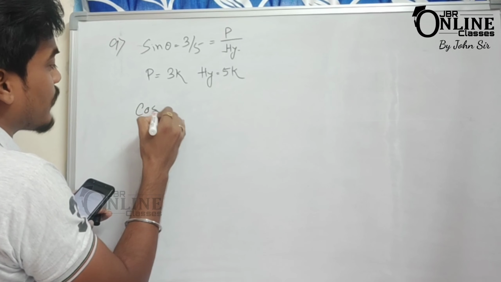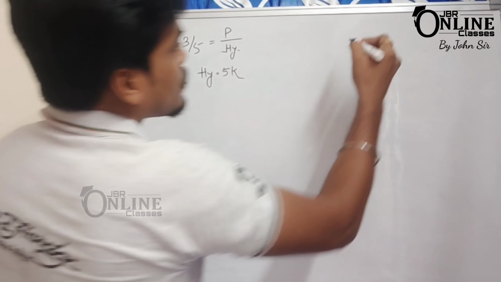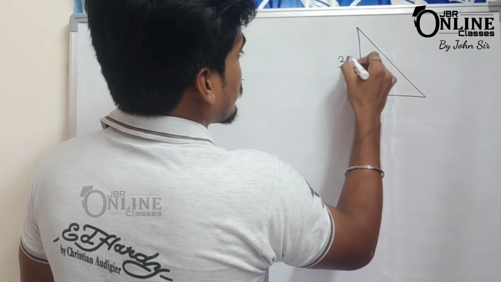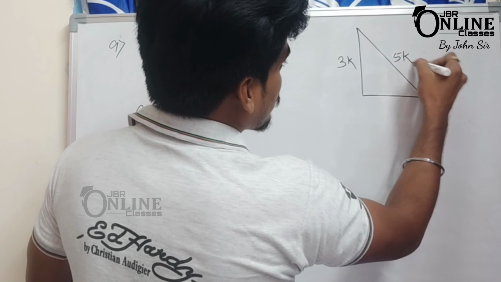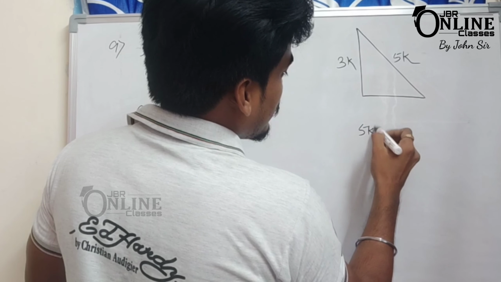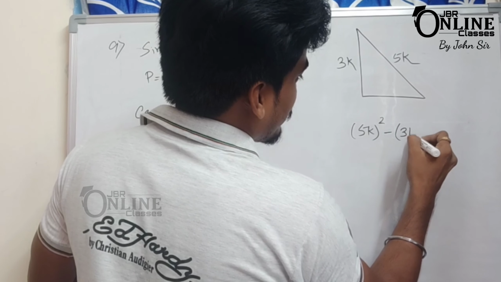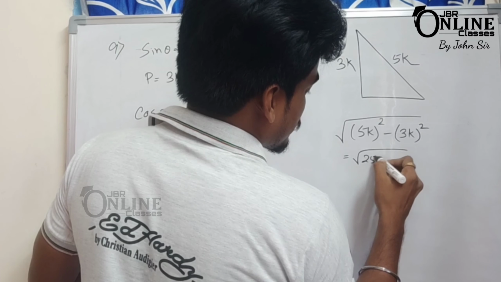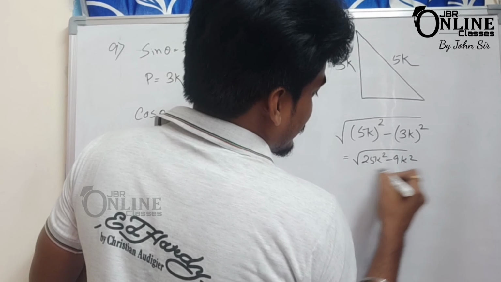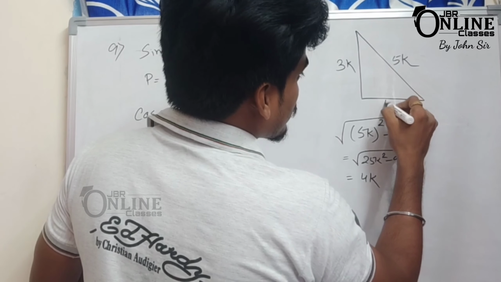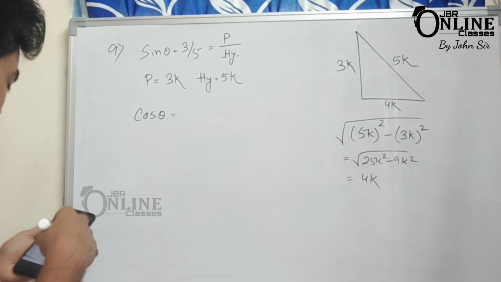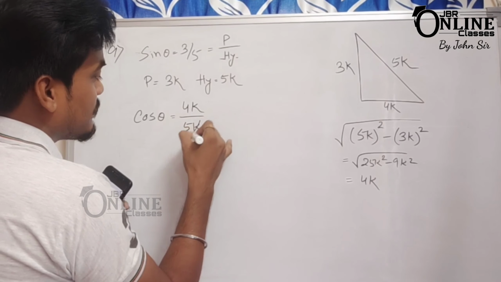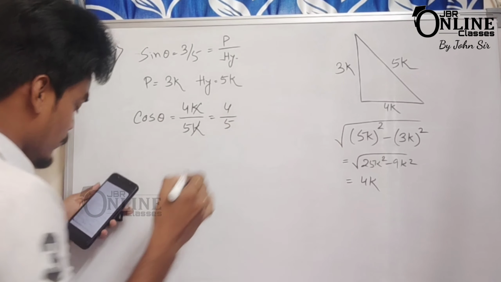Now next thing, you have to find out cos theta. Okay, so first you have to draw a right angle triangle. Here perpendicular equal to 3k, hypotenuse equal to 5k. So base equal to, by Pythagoras theorem, root over 5k square minus 3k whole square. So that equal to root over 25 minus 9, that equal to 16, that means 4k. So here base equal to 4k. Now cos theta equal to base by hypotenuse. So 4k by 5k, k cancel out, so it becomes 4 by 5.